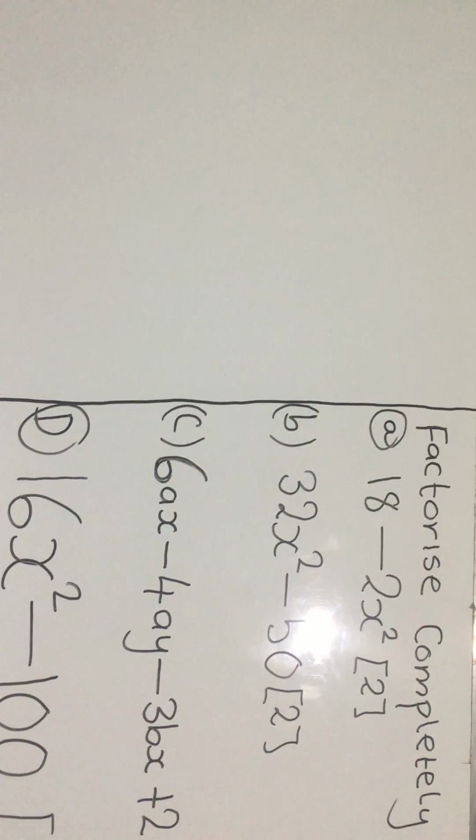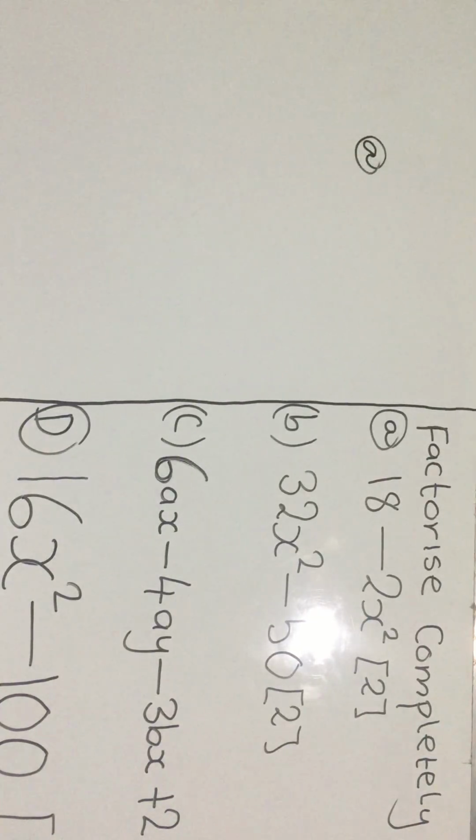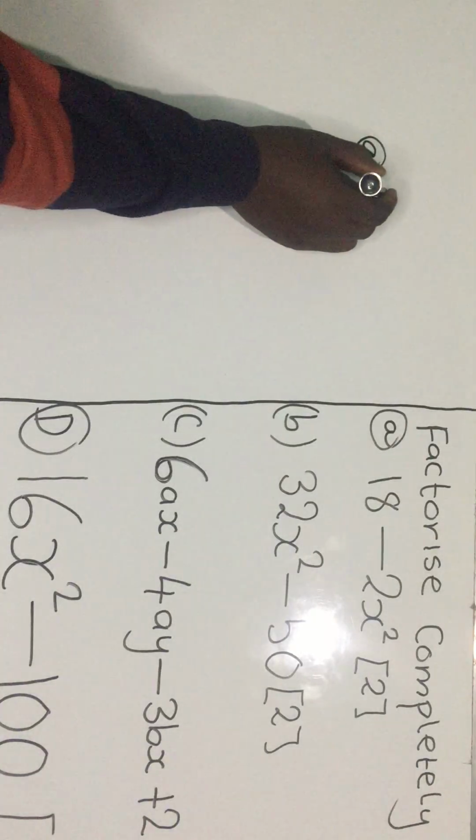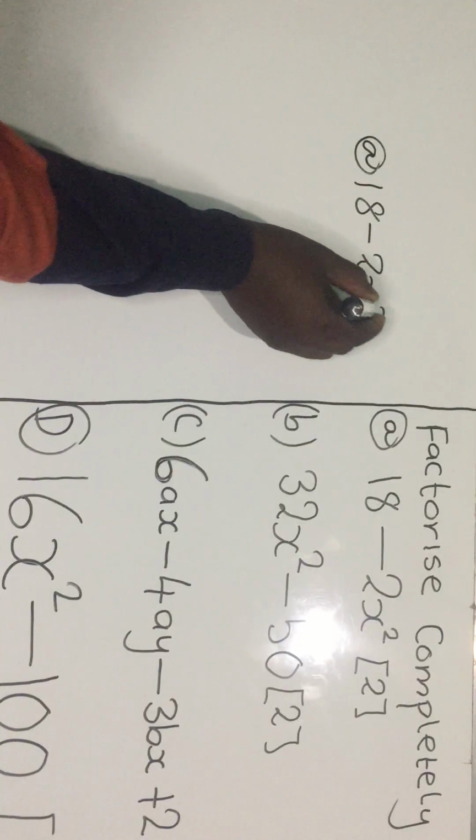I've got this question, which is to factorize completely. I've got 4 questions, which are A, B, C, and D. And all these questions carry what? 2 marks. So let's start so that we learn more. Number 1, which is A. A is 18 minus 2x squared.